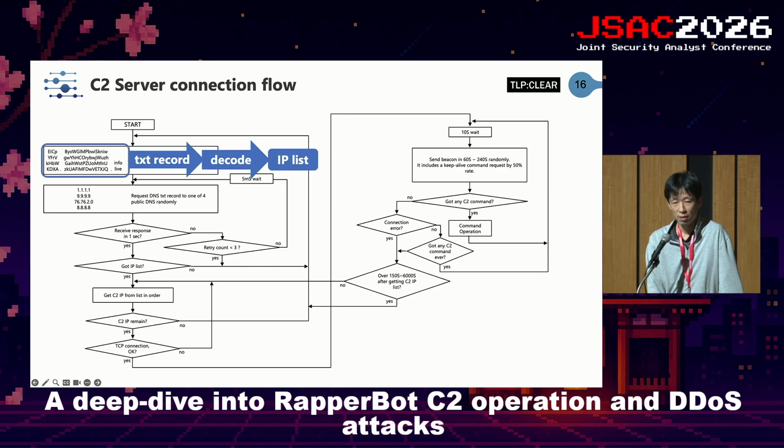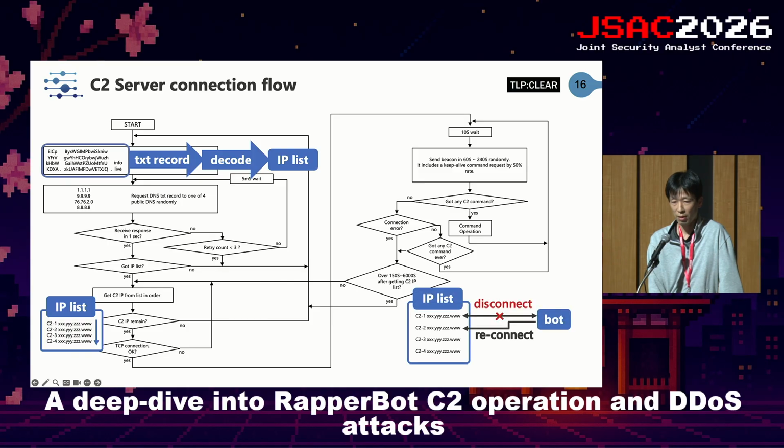First, a text record is obtained from DNS, decoded, and an IP list is created. So connections are made to C2 servers in the order from the top of that IP list. And if the connection is lost due to, for example, maintenance or some other error, IP address rotation occurs by connecting to the next IP in the order.